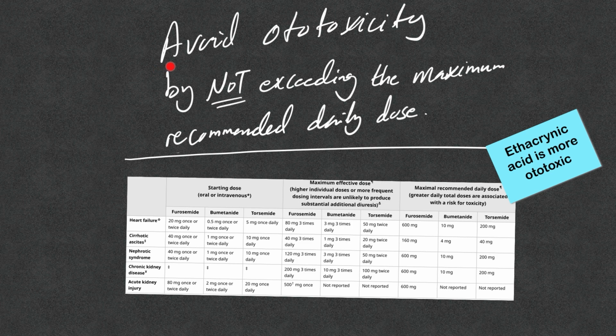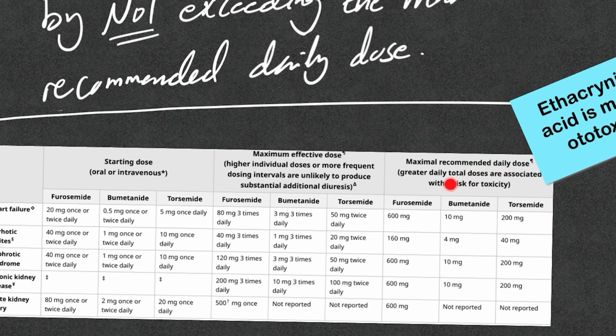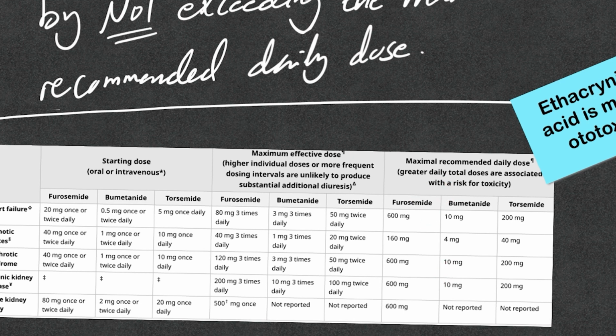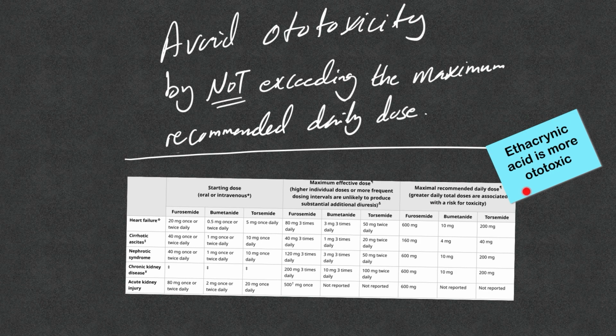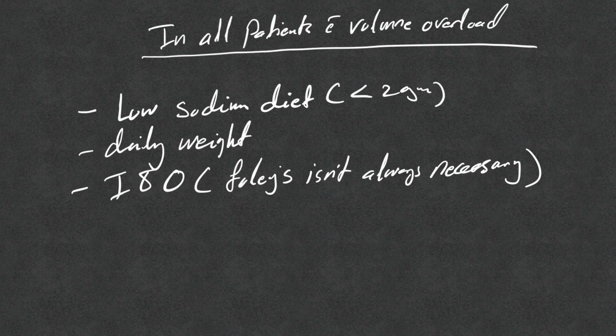Now, we need to avoid ototoxicity with loop diuretics. And the way we do that is by avoiding exceeding the maximum recommended daily doses as we see here, especially if you're giving an ototoxic medication like aminoglycosides. And remember, ethacrynic acid, which we should use only if there is allergy to the rest of the loop diuretics, is more ototoxic.